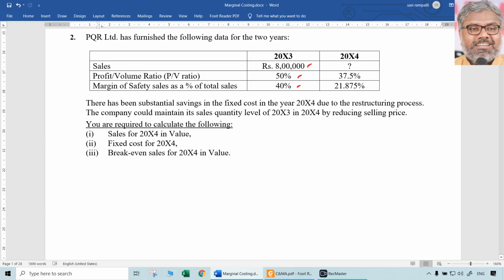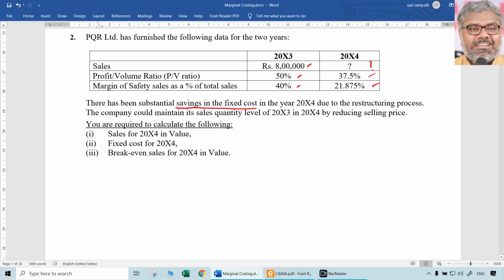That we should know from the formula already, and from the data, that is what we should interpret by looking at it itself. But now for the next year sales, we don't know. That is a question mark. But what is given there? PV ratio has changed in the next year, and margin of safety ratio we can call it. Margin of safety ratio is nothing but margin of safety sales as a percentage of total sales. That also has changed for next year. But we don't know the absolute number for next year. But look at the further data. There has been a substantial saving in the fixed cost in the year 2000X4. That means for the next year there is a saving in the fixed cost. How much? That we don't know.